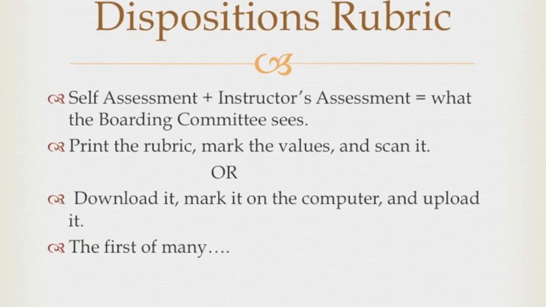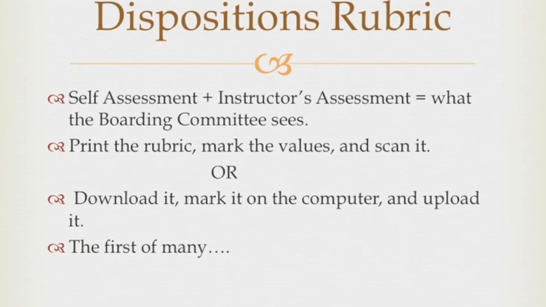You've already had some time to assess the dispositions rubric once at the beginning of the semester in your dispositions rubric reflection document. I'm going to ask you to do that several other times throughout the semester, and you'll submit a final self-assessment for your portfolio. So you'll actually print the rubric yourself, mark the values on it, and then scan it back into the document. That means that self-assessment will go to the board committee. You could also download the document, mark it on your computer, and upload it that way. Either of those work to put your dispositions rubric into your portfolio.